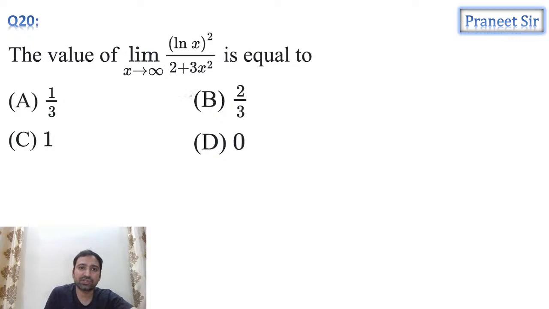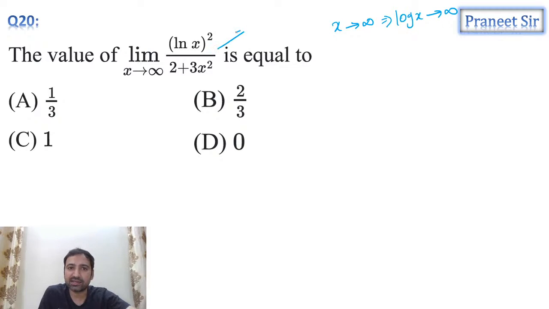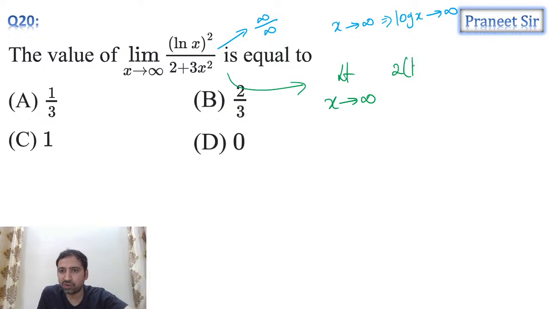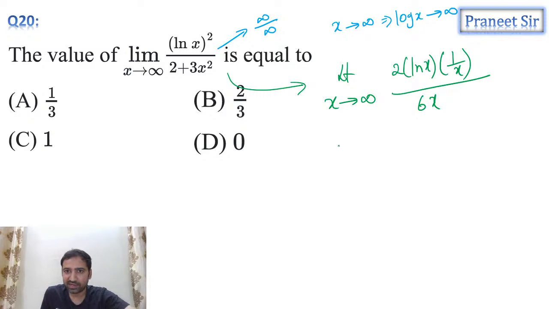So when you substitute x equals infinite, log infinite is how much guys? When x is tending to infinite, then log x is tending to infinite. So when you substitute here, are we getting infinite by infinite? Yes, we're getting infinite by infinite. Again, we can apply L'Hospital rule. If you apply L'Hospital rule here, limit x tending to infinite, numerator differentiation is 2 log x into 1 by x, by 2 plus 3x square differentiation is 6x. That's what we're getting.